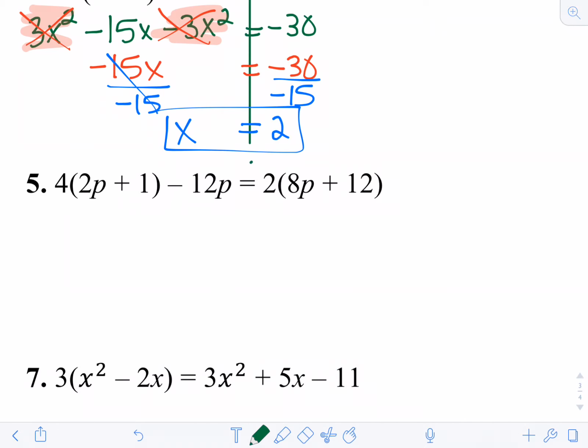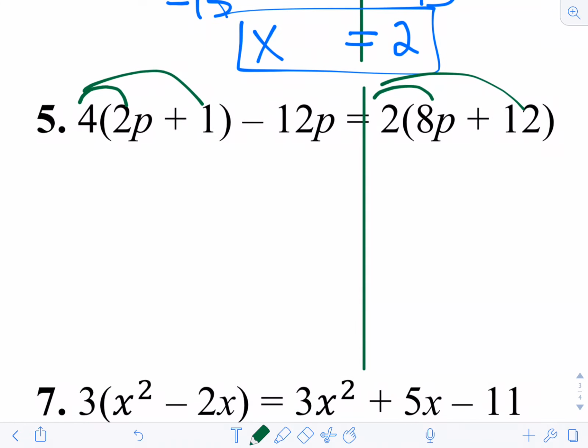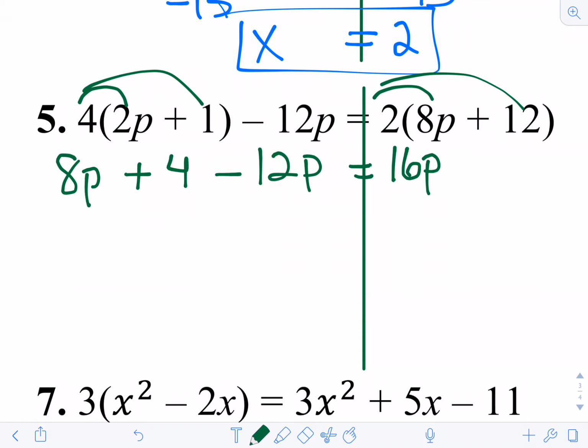Right, again, I'm going to draw my line on the equal sign. I'm going to go ahead and distribute this 4 and distribute the 2. So I have 4 times 2 is 8, so 8p. 4 times 1 is 4, so plus 4. Bring down my 12p. 2 times 8 is 16, so 16p. 2 times 12 is 24.